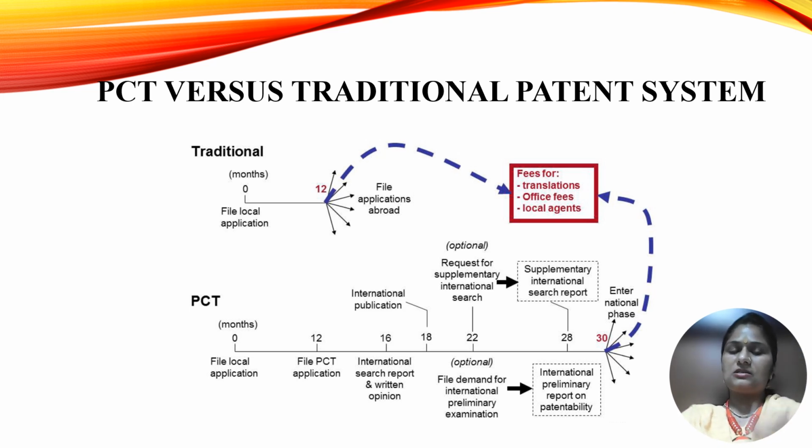Here it's a speed-up process, because you just get 12 months in the traditional patent system, but in PCT you have 30 months, and that too with certain proofs, examination reports and search reports. So that is the advantage and difference between PCT versus the traditional patent system.